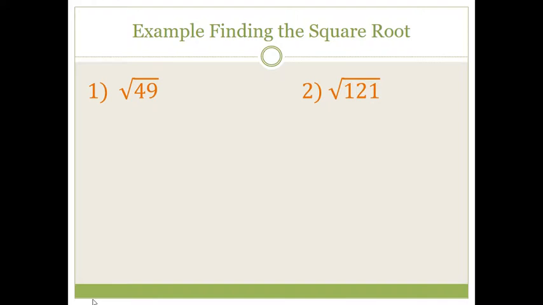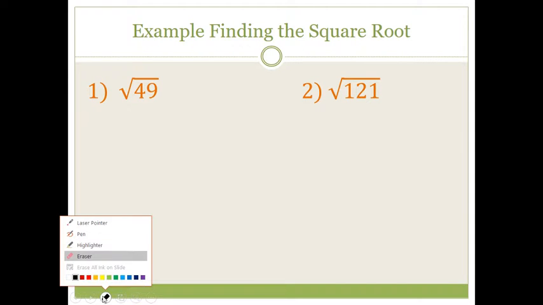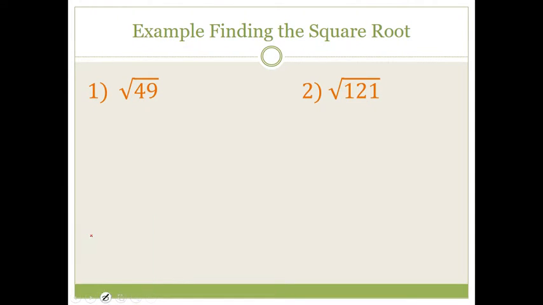Okay, so let's do a few examples finding the square root of a number. Number 1 here, I have the square root of 49. In most instances, when I'm going to write what the square root of 49 is, I'm just going to say 7. However, I realize that in your lesson, sometimes when they ask you to find the square root of 49, they also want the negative answer. They also want you to put negative 7. Typically, this is indicated by them asking you to find the 2 square roots of the number or just find the principal square root of a number.